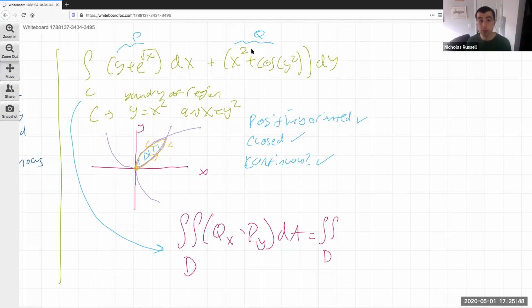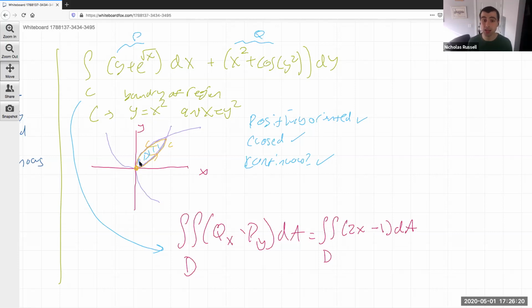Qx, the derivative with respect to x here, cosine of y squared goes away. That's really nice. This just becomes 2x. Then y plus e to the x here, this P, its derivative with respect to y is just 1. And now all this tells us is this horrible integral, because of Green's theorem, becomes just an area integral with the function 2x minus 1 over this domain.